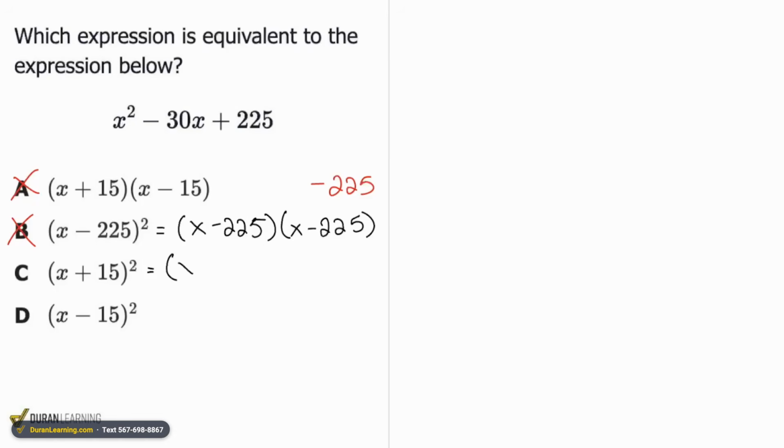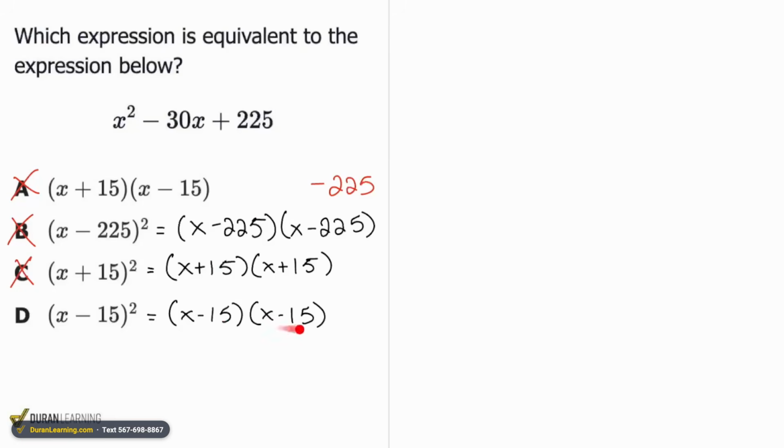C is the same thing as x plus 15 times x plus 15. D is the same thing as x minus 15 times x minus 15. Look at the signs. That's the only difference between C and D. If you take a look at C, 15 times 15 is indeed positive 225. However, is 15 plus 15 negative 30? It's not.